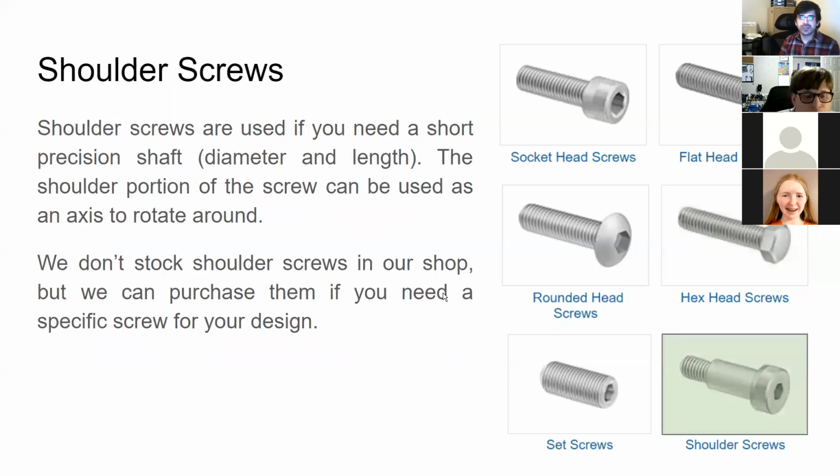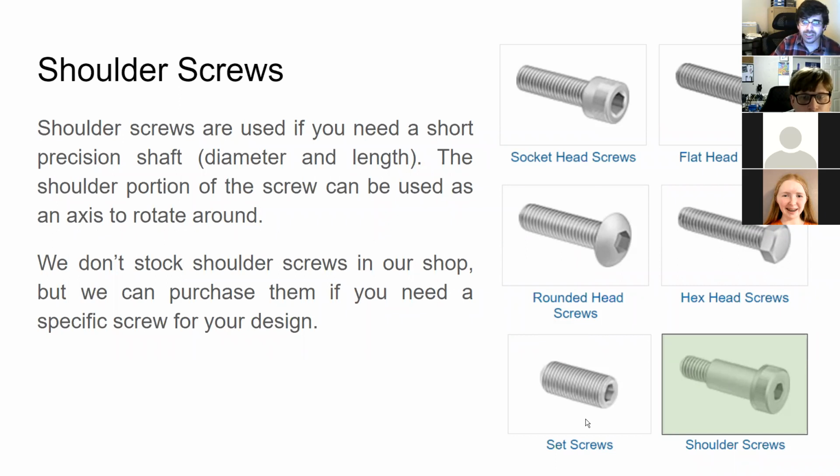Shoulder screws are a special thing. We don't really use them as we use screws to fasten things together. The cool thing about shoulder screws is they have this short precision shoulder that you can use. So you screw this into a piece of material, it bottoms out on that shoulder, and now you have a place to mount a bearing or some other thing that needs to spin.